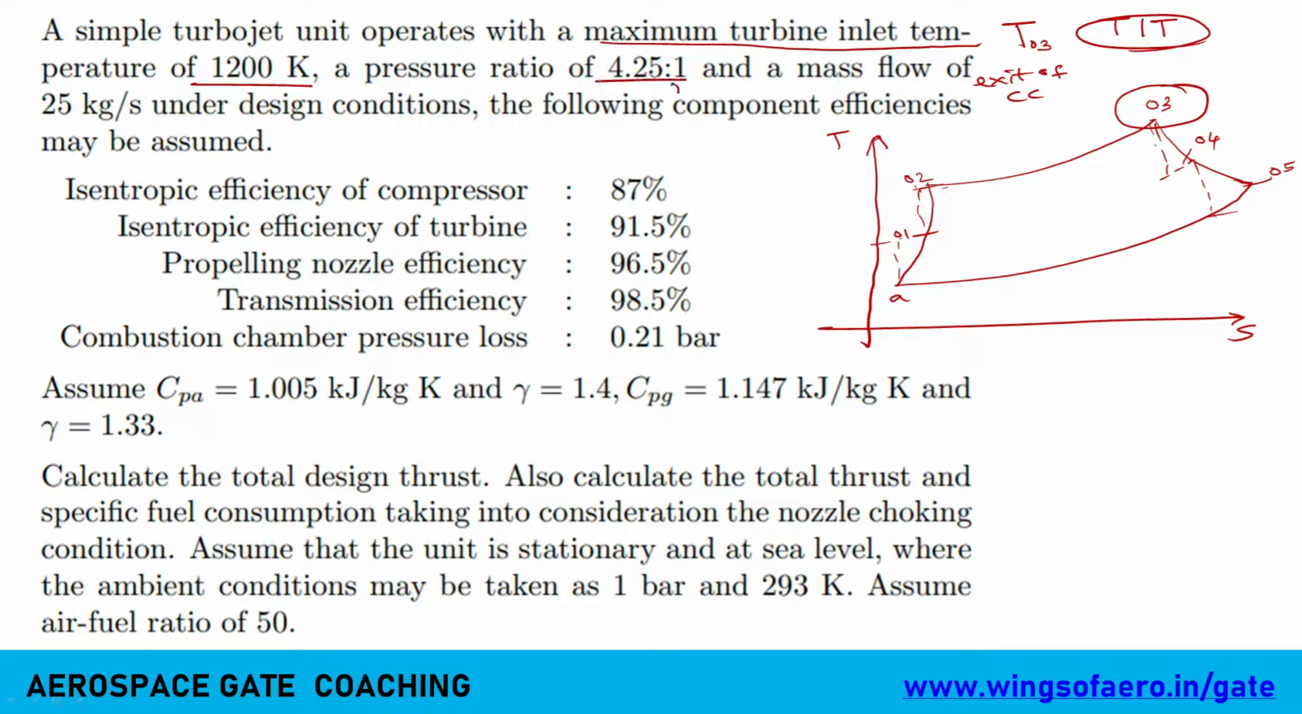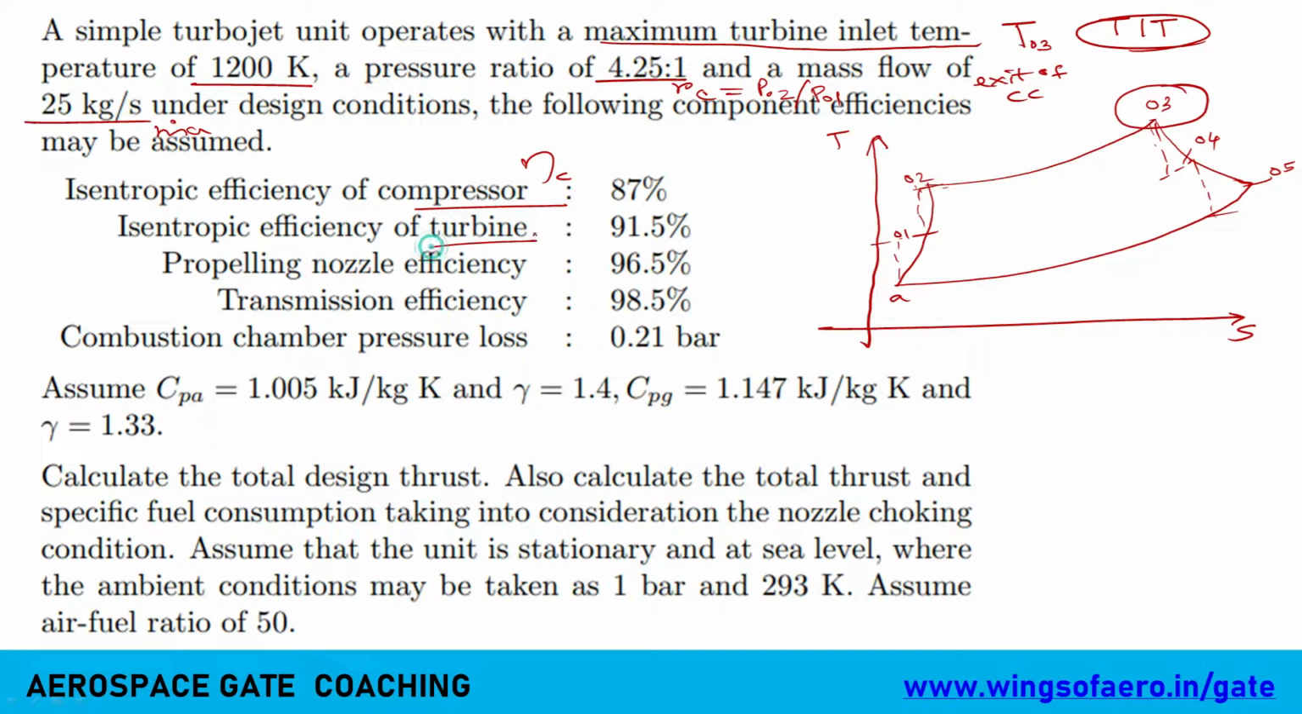Then RC is given, which we can call as a compression ratio. So what is a compression ratio? P02 by P01. So this value is given to you. Mass flow rate of air, that is M dot A, is given. Then they have given you eta C. So please kindly note down the given data in your notebook.